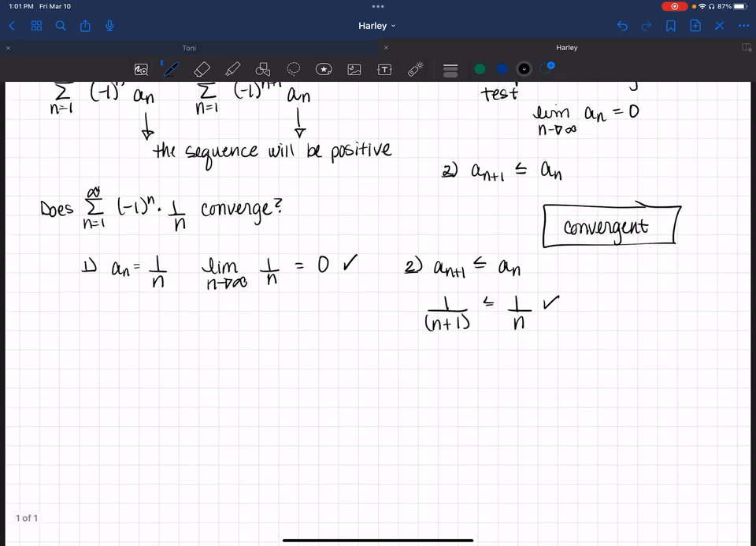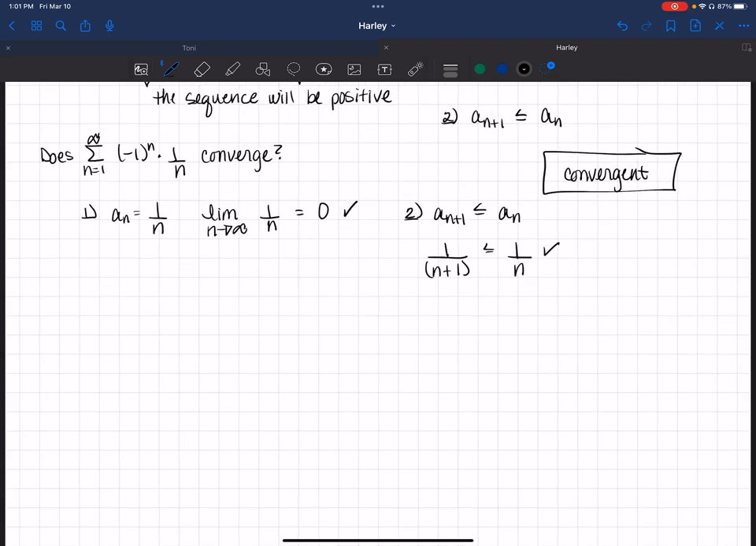Okay. Let's look at another one with an alternating series on there. We're asking the same question. Does the summation of n equals 1 to infinity of (-1)^(n+1) times (5n+3) over (2n-7) converge?